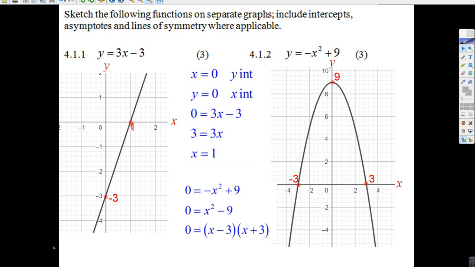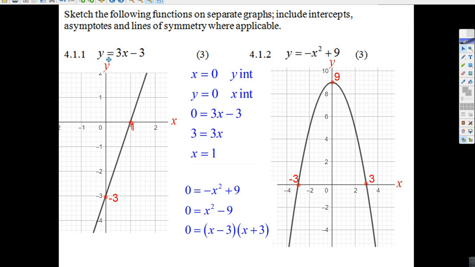Okay, this is the function part of this practice test, and these first three questions are really standard. You just got to learn how to do it. You can pick up these marks pretty easy. It says sketch the following functions on separate graphs, include the intercepts, asymptotes, and lines of symmetry where applicable. Ooh, it's a good thing I read that because I left something out here I can see on this one.